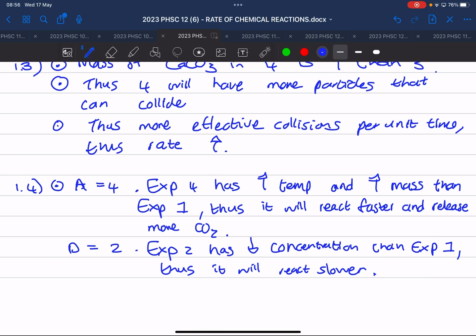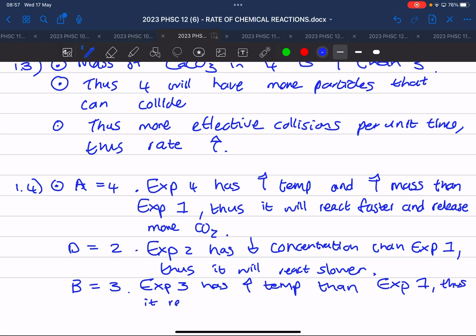Okay, then we're left with B and C. We said C fits with 1 and B fits with 3. So let's do first B fits with 3. What is the difference between 1 and 3? It's just that 3 has a higher temperature. So we're going to say experiment 3 has a higher temperature than experiment 1. Thus, it reacts faster.